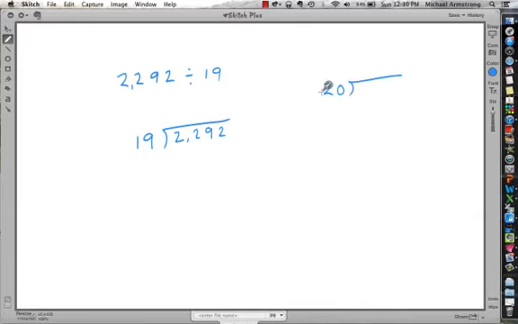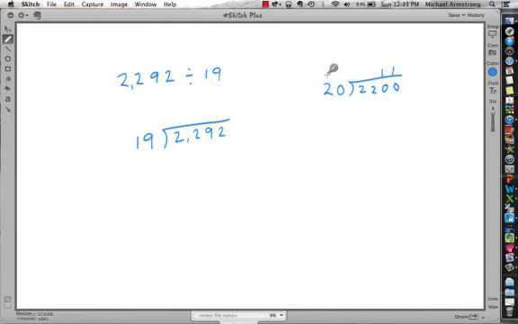Well, 2 goes into 22. 2 would go into 22. That might work. We could actually try that. 2 goes into 22 11 times. So we could just change this to 11.